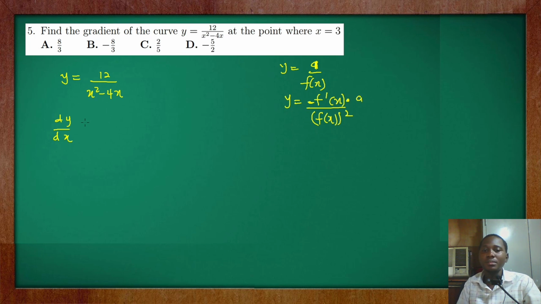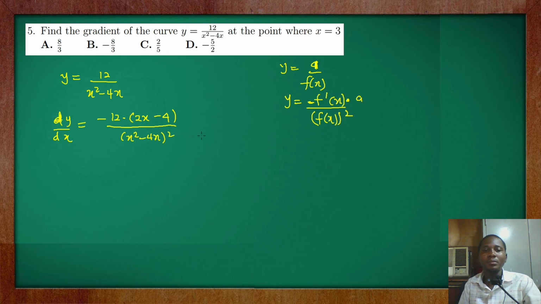Now still applying the same concept here. That means we are going to have this to be what? Minus, because what we have at the numerator here is what? The constant. So we have minus the constant multiplied by the derivative of this function. Now what's the derivative of this function? Derivative of this function is what? 2x, right? Because if you differentiate x squared, you have 2x, then minus 4. Okay, if you differentiate minus 4x, you have that to be minus 4, then divided by x squared minus 4x all squared.